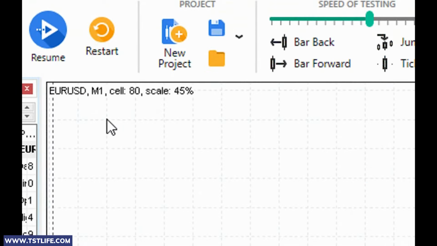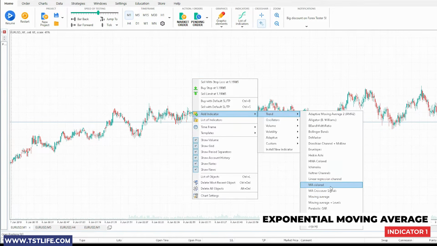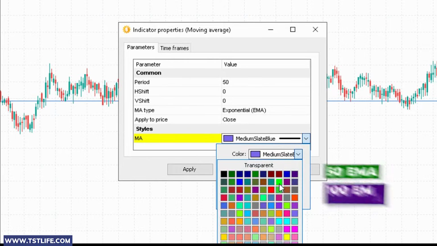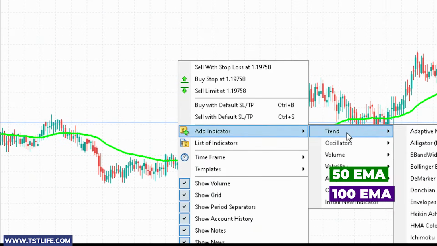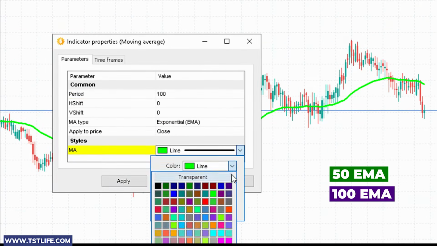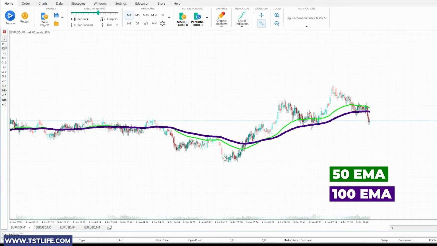The first thing is obviously opening up the 1-minute chart, then adding the indicators needed to run this trading strategy. So let's add in the exponential moving average, 50 and 100 periods. To differentiate them, I'm going to set the color of the 50 EMA to green and the 100 EMA to purple. We can also adjust the width if we want to make things easier for us. So the green thin line is the 50 EMA and the thick purple one is the 100 period EMA.